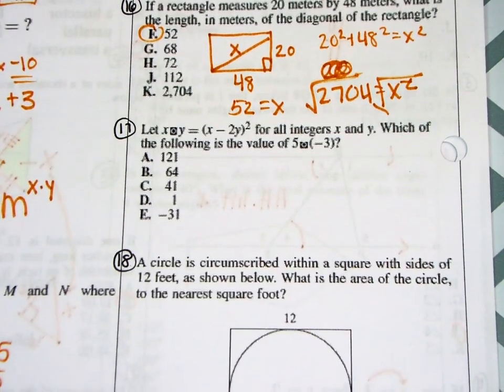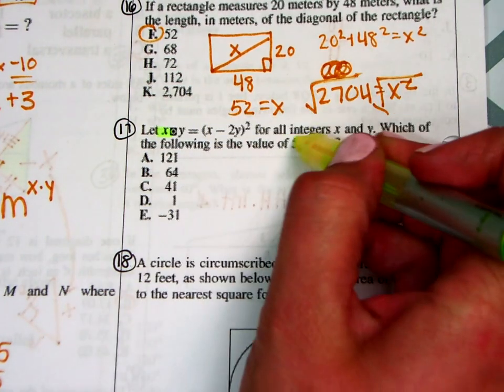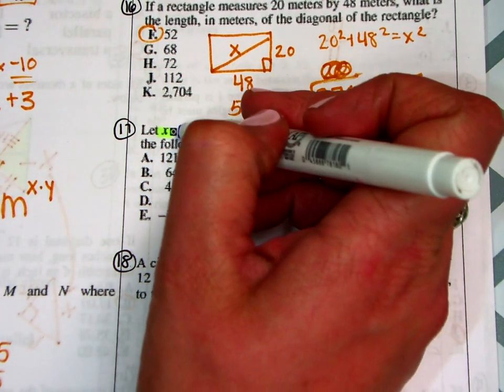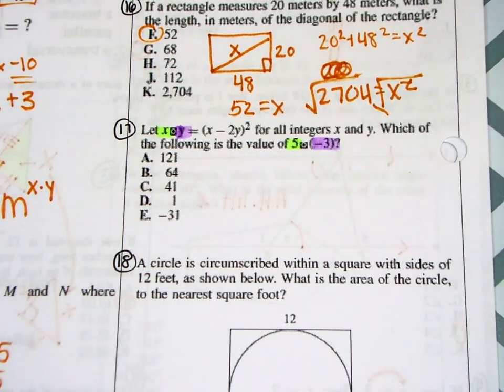Number 17, you are trying to solve for x minus 2y quantity squared. This problem is just fancy substitution. Notice how x is listed first and 5 is listed first. That means x is actually the value of 5. Y is listed second. Negative 3 is listed second, which means those are the same as well.